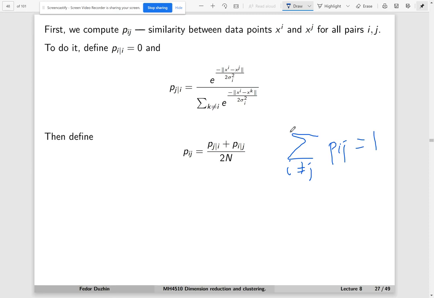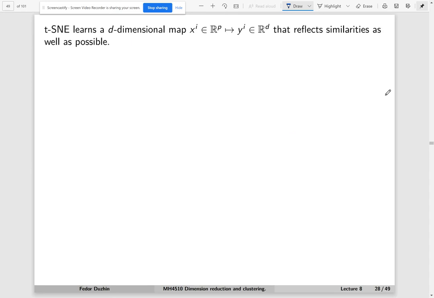The reason for this is just because we want to think of this Pij as a probability distribution. Okay, so then tSNE learns a d-dimensional map. So it is a map from Rp to Rd. For visualization purposes, usually d is equal to 2, but it's not restricted to that. And then it maps xi to yi.